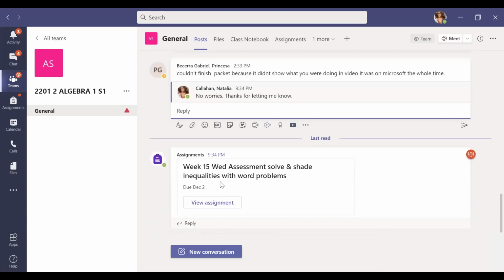And then you have your assignment right there, week 15, Wednesday, assessment, solving and shading inequalities with word problems, and then you'll be able to see that.